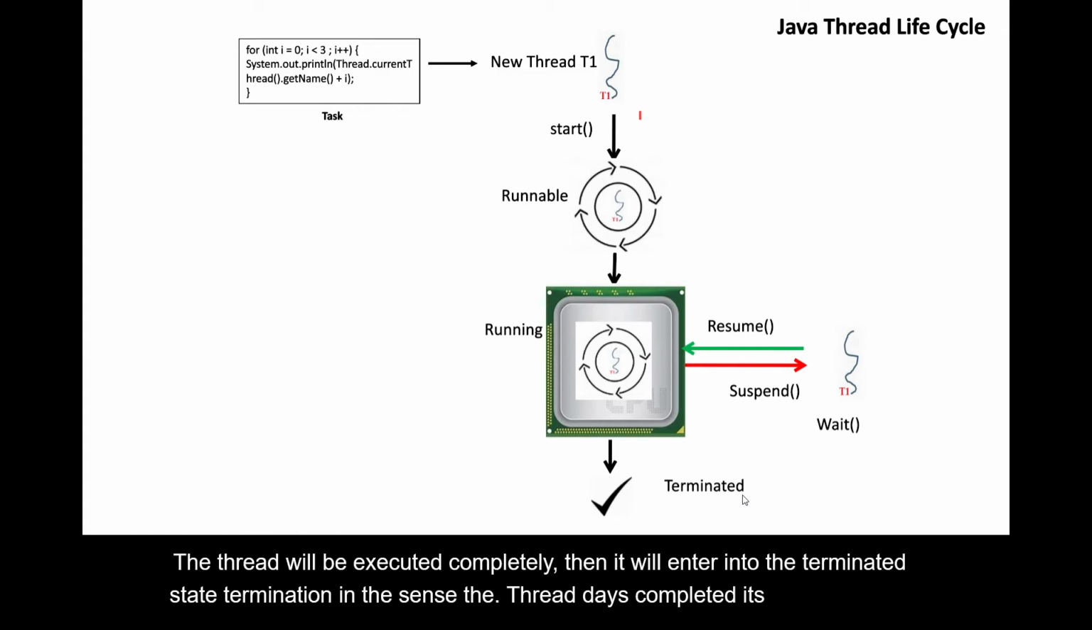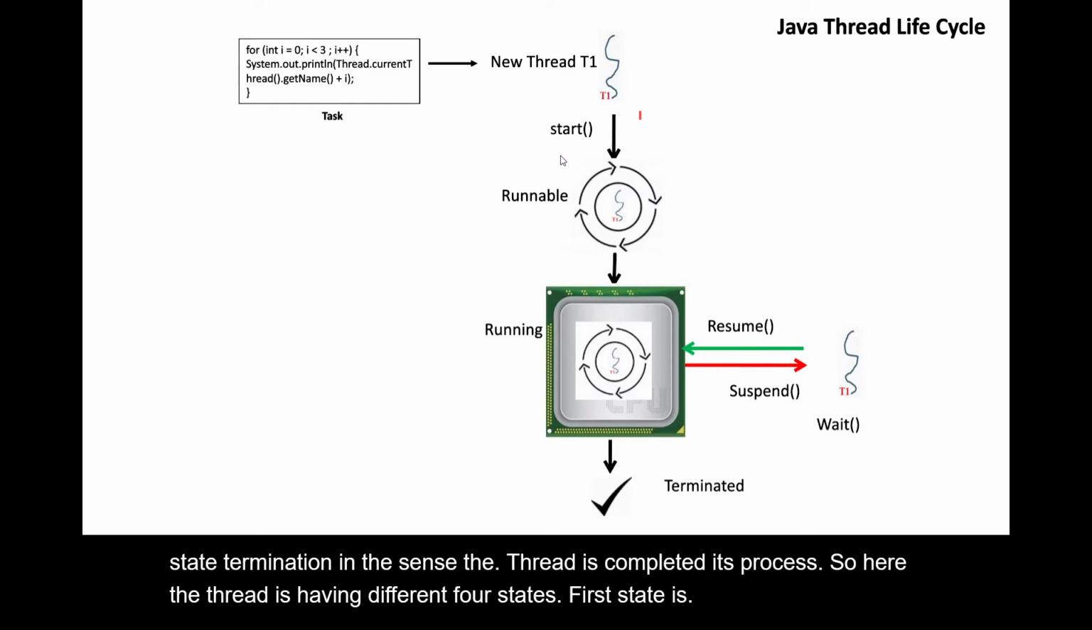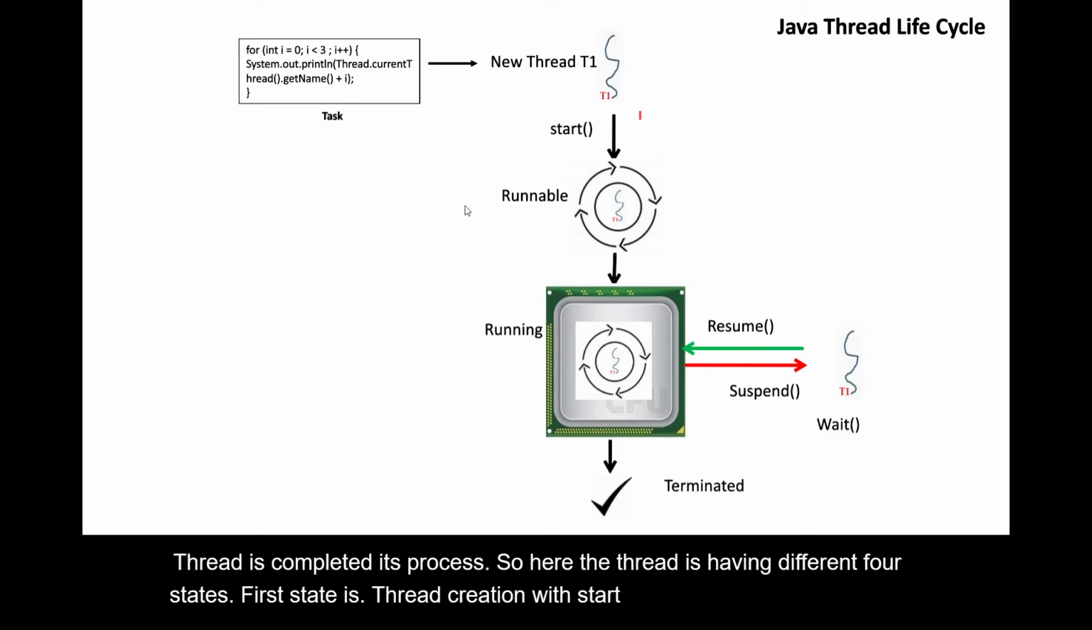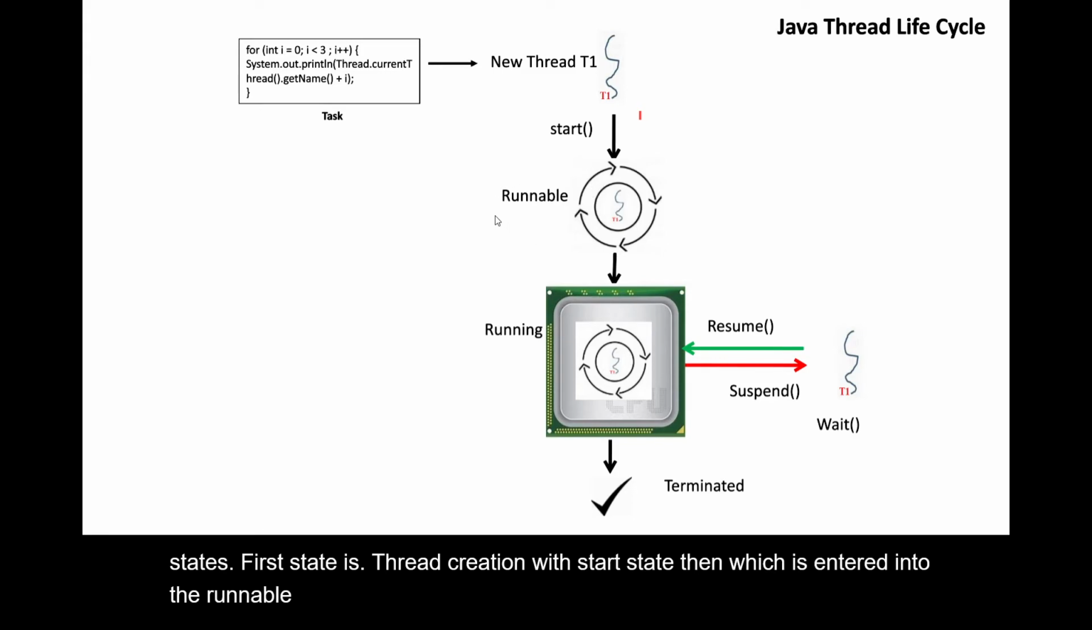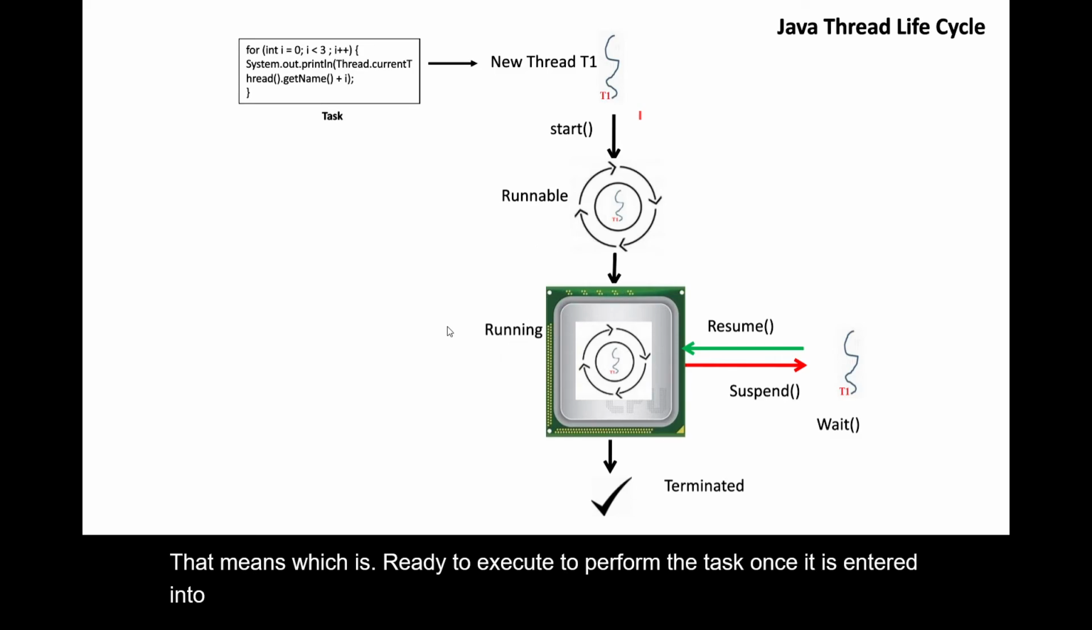So here the thread has four different states. The first state is thread creation with the start state, then it enters the runnable state. That means it is ready to execute to perform the task. Once it enters the microprocessor, that is called the running state.